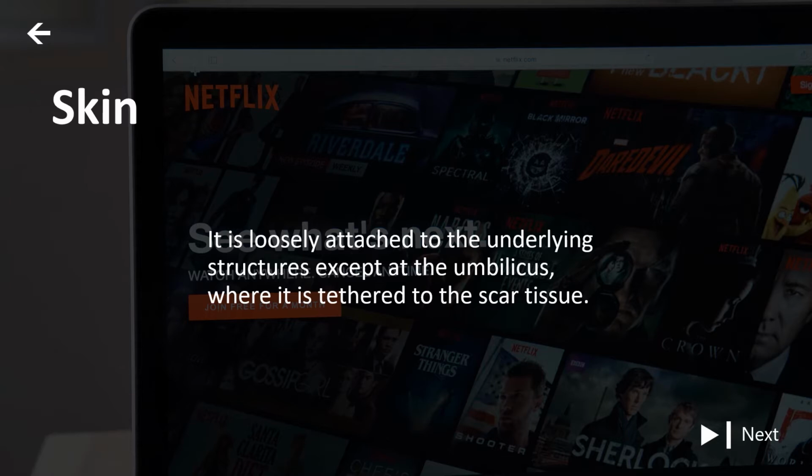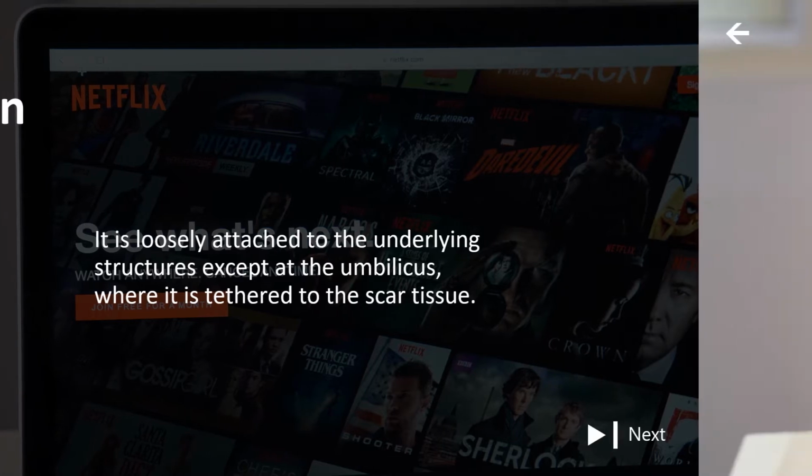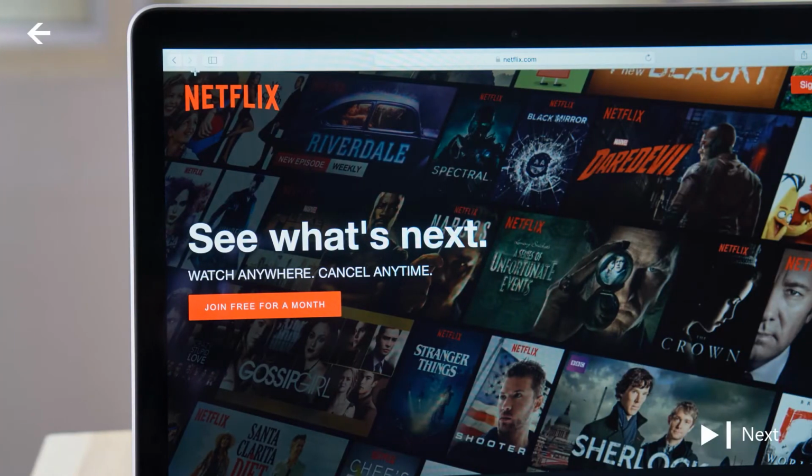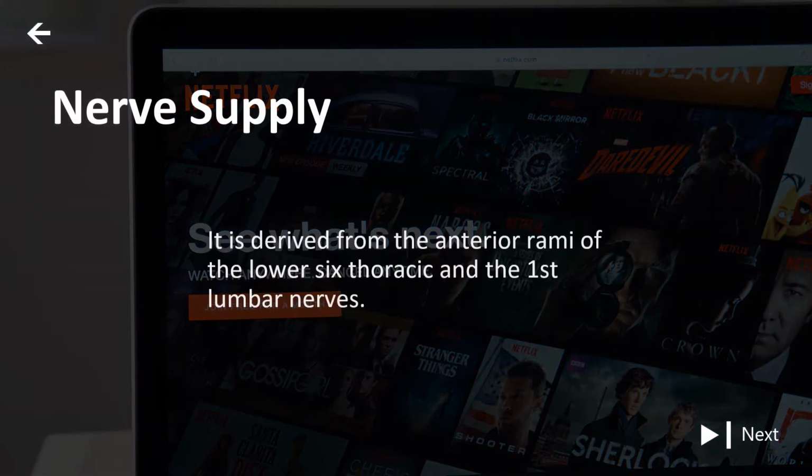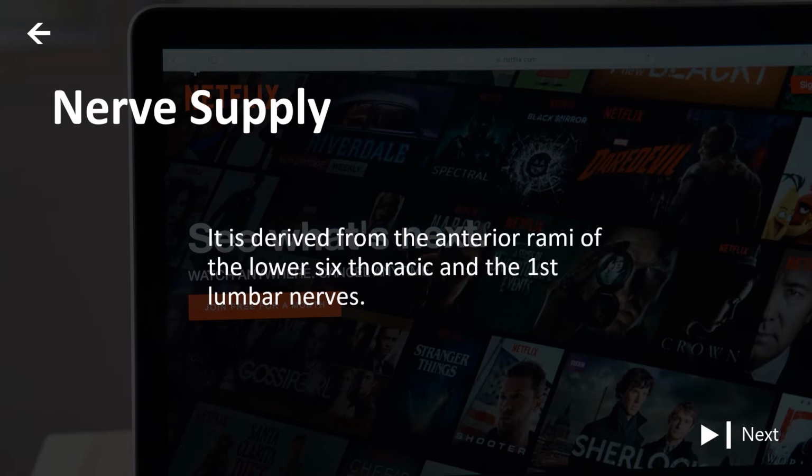Skin has two supplies, and these are the nerve supply and the blood supply. Nerve supply. It is derived from the anterior rami of the lower 6 thoracic and the first lumbar nerves. The thoracic nerves are the lower 5 intercostal and the subcostal nerves. The first lumbar nerve is represented by the iliohypogastric and the ilioinguinal nerves.